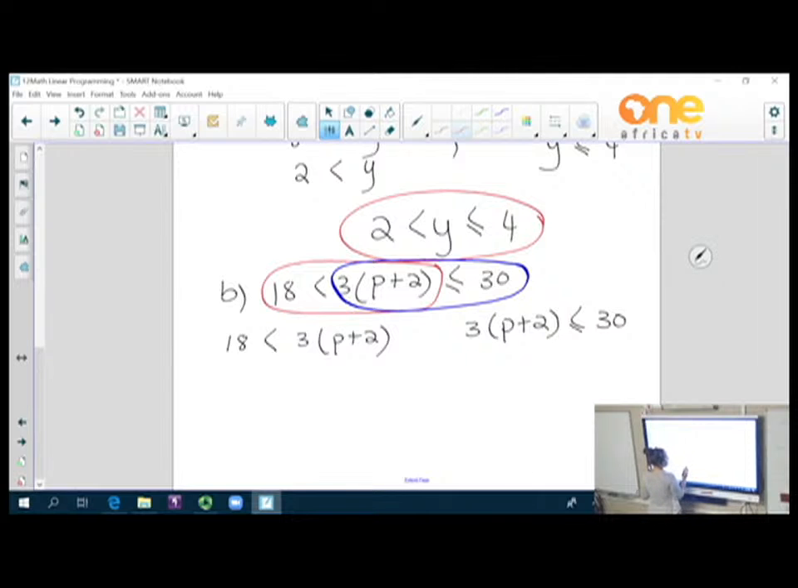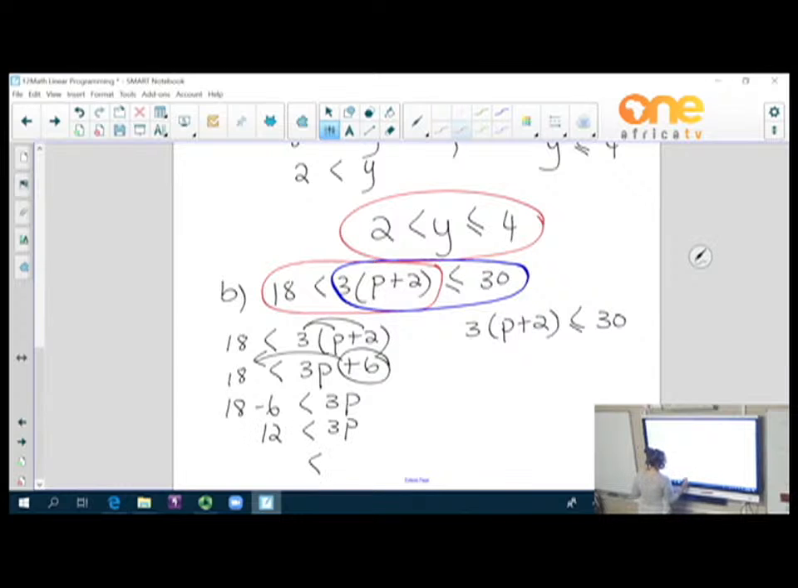So solving the first one, we need to multiply out the brackets. 18 is less than 3P plus 6. Now we can solve our inequality by taking our like terms to one side. The positive 6 becomes a negative 6, so 18 minus 6 is 12, which is less than 3P. Divide by 3 on both sides to get P alone, and that will be 4 is less than P.